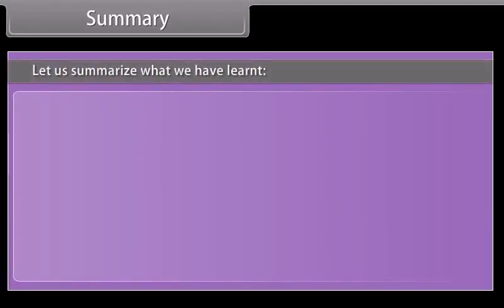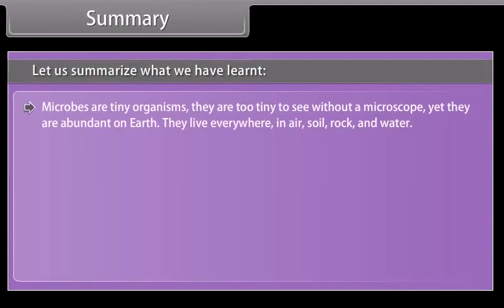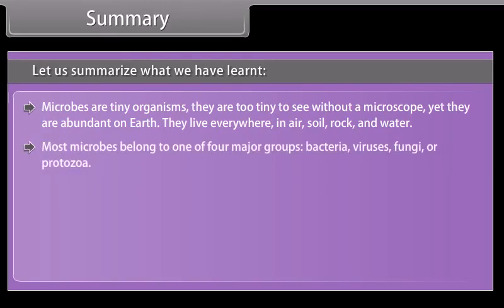Summary. Let us summarize what we have learned. Microbes are tiny organisms. They are too tiny to see without a microscope, yet they are abundant on Earth. They live everywhere, in air, soil, rock and water. Most microbes belong to one of four major groups: bacteria, viruses, fungi or protozoa.